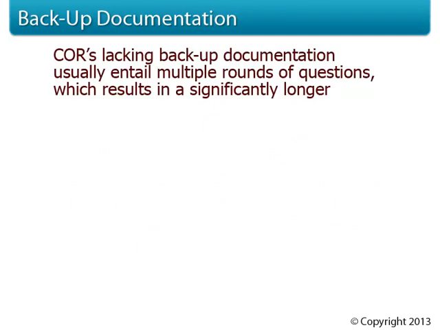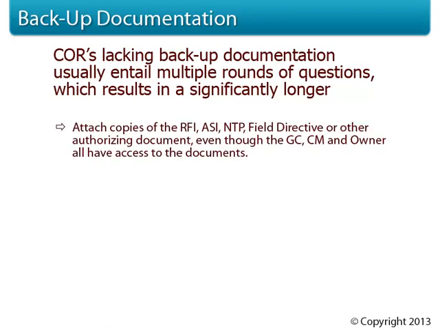Sufficient backup documentation is of paramount importance. Change order requests that lack backup documentation usually entail multiple rounds of questions, which results in a significantly longer processing time. Always attach copies of the RFI, ASI, Notice to Proceed, Field Directive, or other authorizing document, even though the GC, CM, and owner all do have access to those documents. Don't make them go to the drawings or RFI binders to verify your request. Put everything they need right smack in front of them.